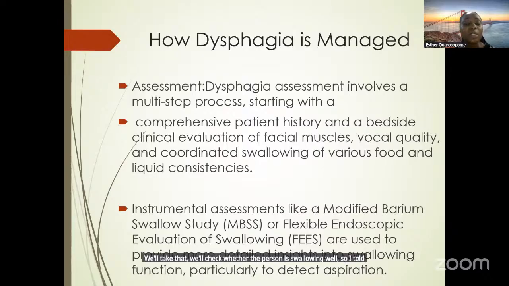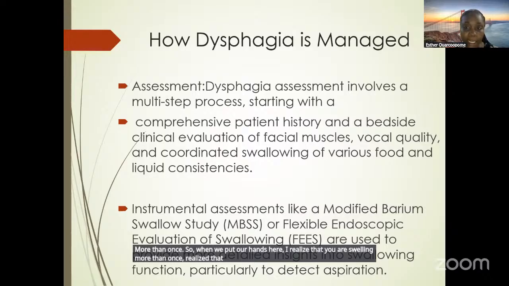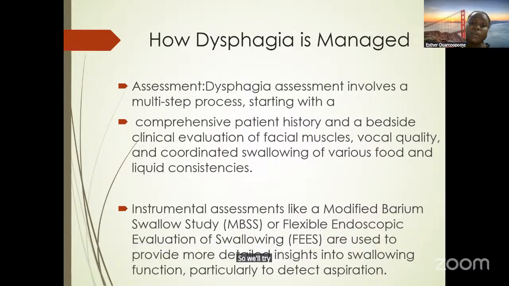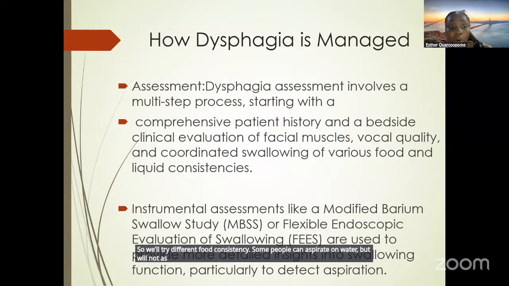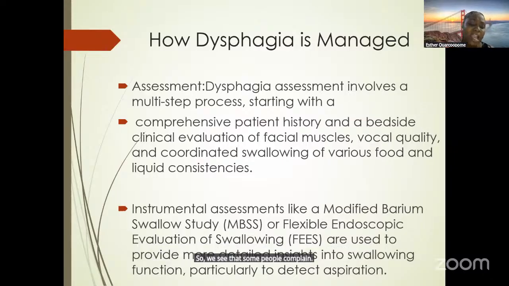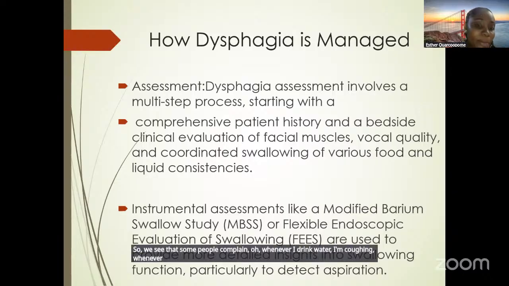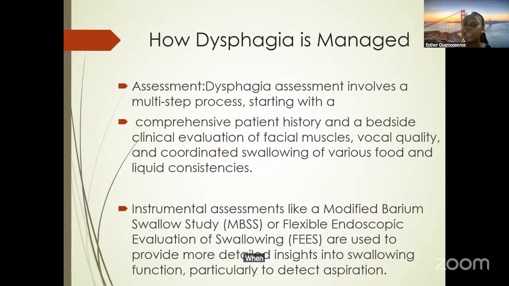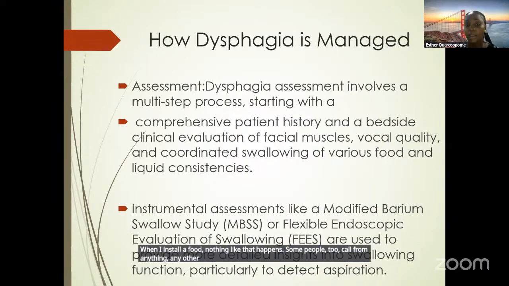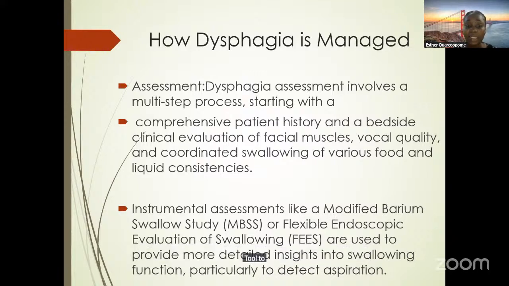I told you that when someone puts food into the mouth, the person swallows more than once. So when we put our hands here and realize that you're swallowing more than once, we realize that something is happening. We'll try different food consistencies. Some people can aspirate on water, but will not aspirate on cocoa or maybe solid food. Some people will complain, oh, whenever I drink water, I'm coughing, but when I eat solid food, nothing like that happens. Some people too will cough on anything. So we'll check all of that in assessment.